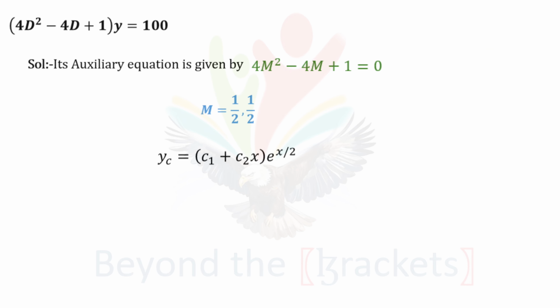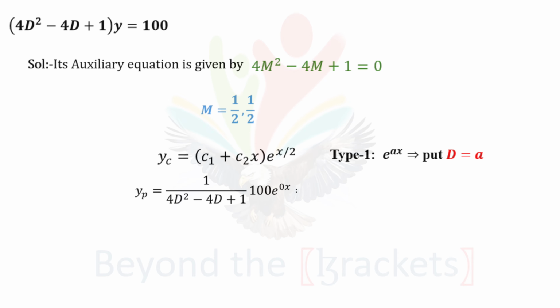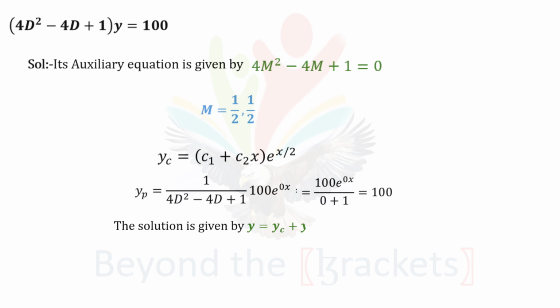The particular integral will be written as yp is equal to 1 by operator form, that is 4d square minus 4d plus 1 multiplied by the RHS, that is 100, which can be written as 100 into e power 0x. This again comes under type 1, where d is replaced with a. Here a is the coefficient of x, that is 0, resulting in 100 into e power 0x by 0 plus 1, which is equal to 100. Solution is given by y is equal to yc plus yp, that is y is equal to c1 plus c2x e power x by 2 plus 100.